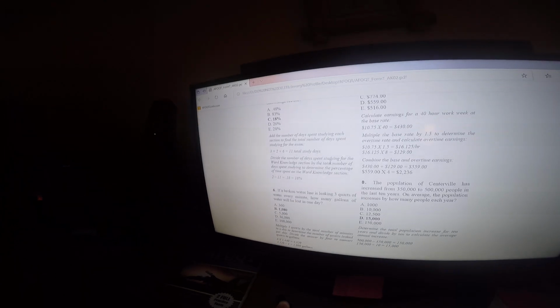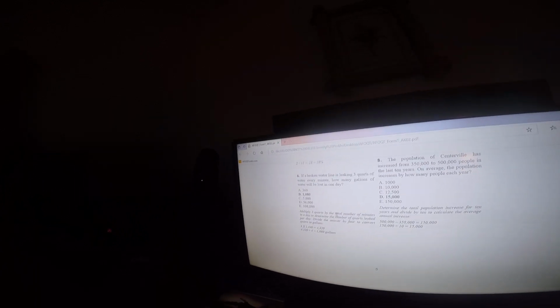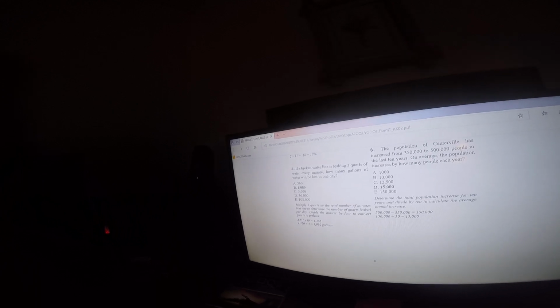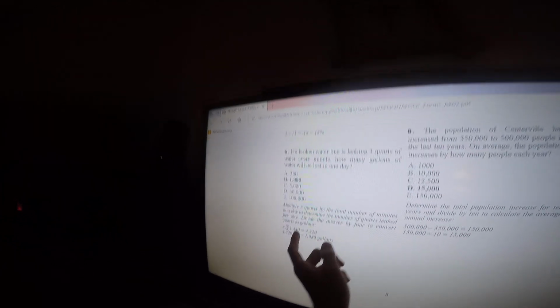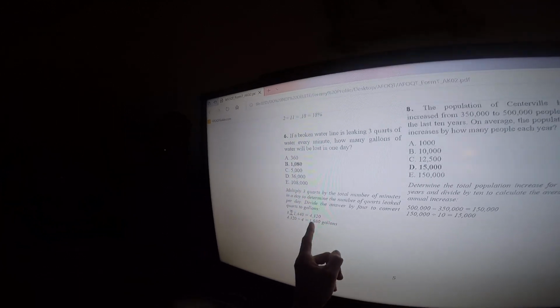If a broken water line is leaking 3 quarts of water every minute, how many gallons of water will be lost in one day? 1,008. Multiply 3 quarts by the total number of minutes in a day to determine the number of quarts leaked per day. Divide the answer by 4 to convert quarts to gallons. 3 quarts times the number of minutes equals 4,320. 4,320 divided by 4 equals 1,080 gallons.